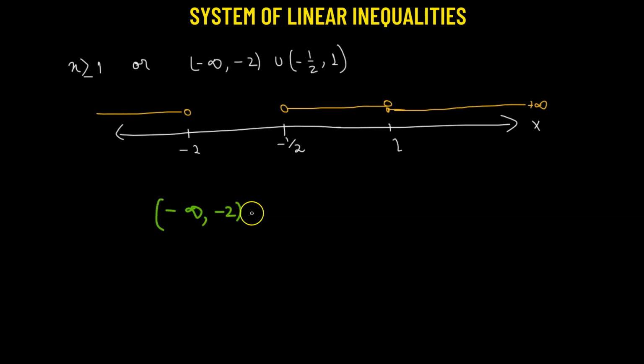So here, if we combine the solutions, then our final solution is going to be from negative infinity to negative 2 union negative half to infinity. Here x equals 1 also becomes a part of the solution. That's because we have x equals 1 from case number 1, and this goes all the way up to positive infinity. So this is our final solution.